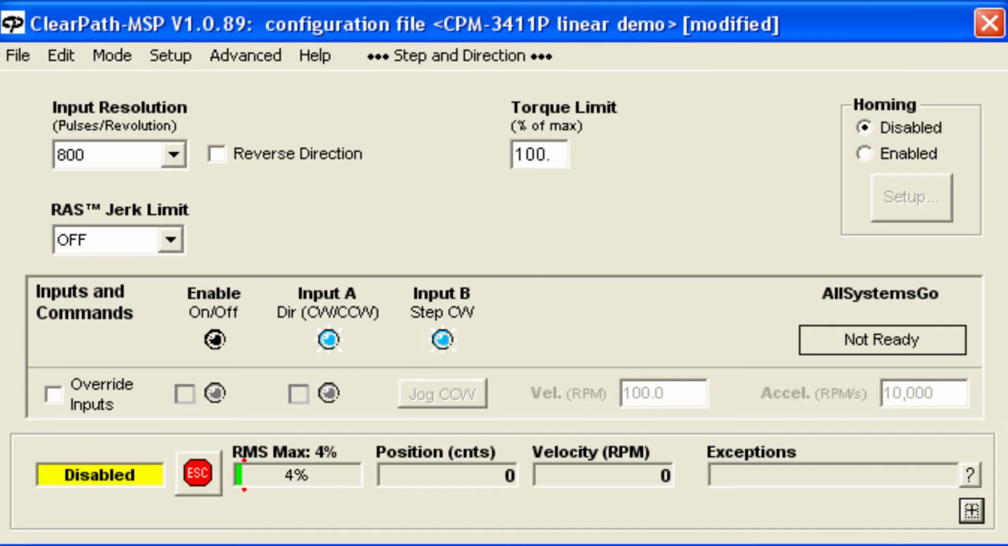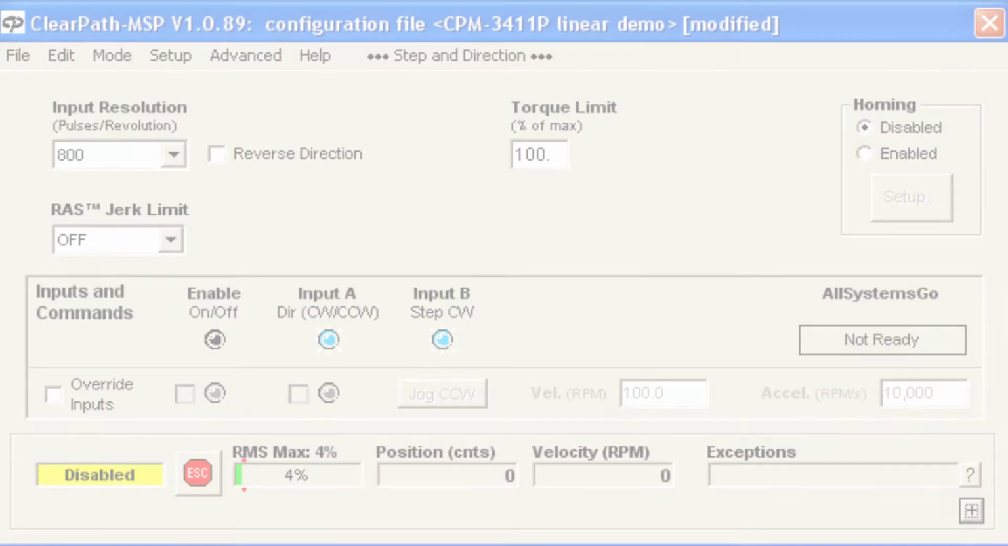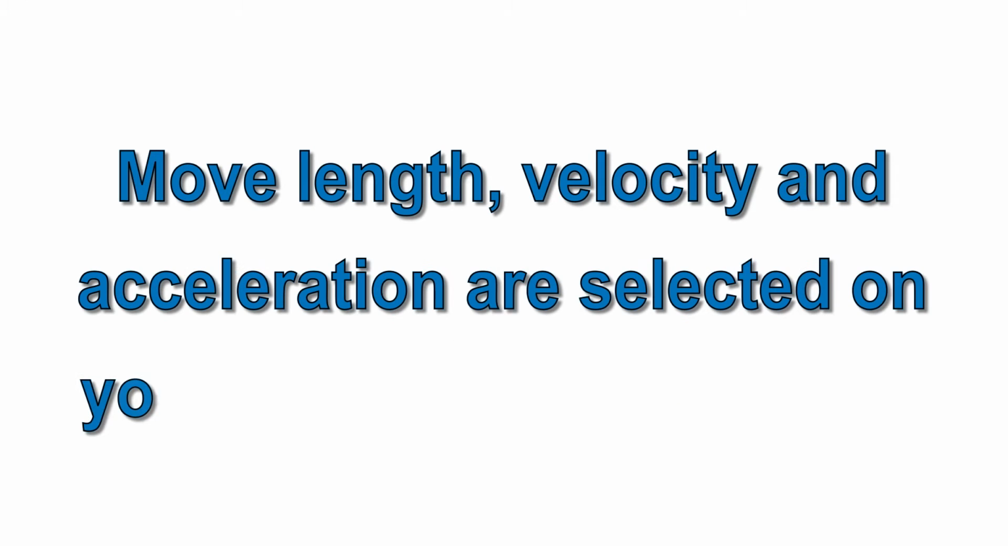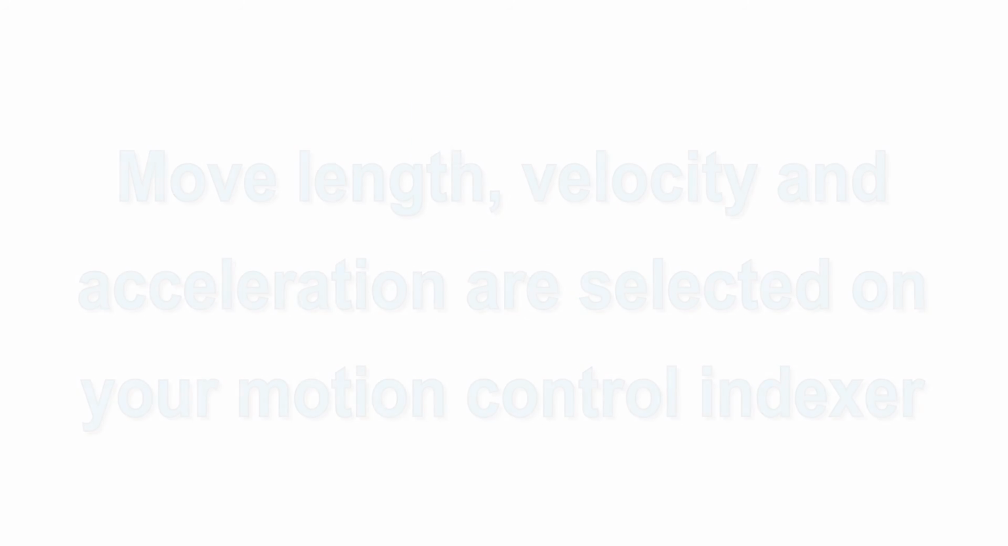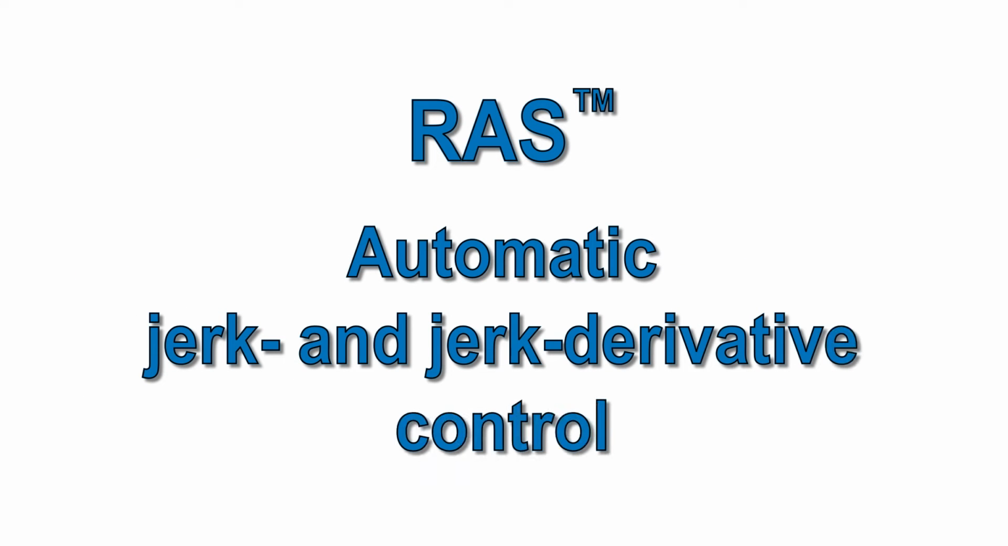You'll set most of your motion parameters on your motion control indexer: move length, velocity, and acceleration. But ClearPath has a sophisticated tool to control the rate of change of the acceleration, technically the jerk and jerk derivative, so that all changes in speed are made very smoothly.